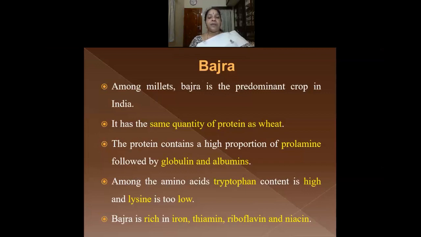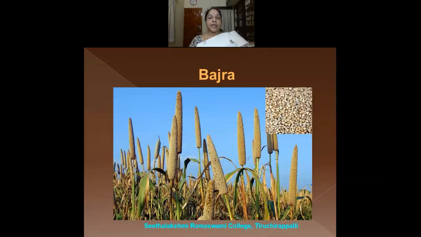Among the amino acids, tryptophan content is high and lysine is low. In bajra, tryptophan is high, lysine is low. And it is also rich in iron, thiamine, riboflavin, and niacin. So iron is a mineral. Thiamine, riboflavin, and niacin are the B vitamins. So they are rich in minerals and also the B vitamins. You can see here the bajra that is grown in the field, and these are the bajra grains.